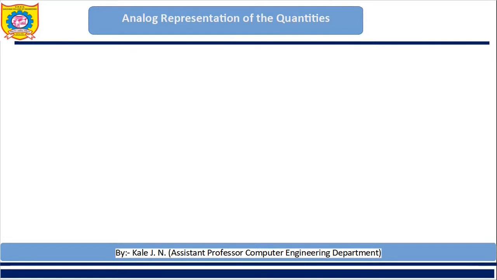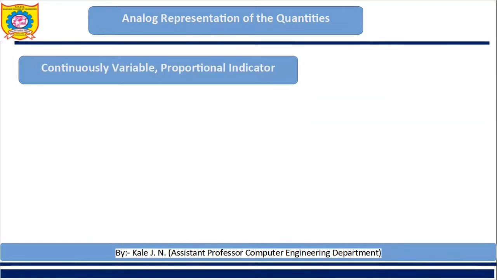So what happens in analog representation of the quantity? In analog representation, the quantity is represented by a continuously variable and proportional indicator. Please try to understand my words. What is the meaning of this? Let's try to understand it by using an example.